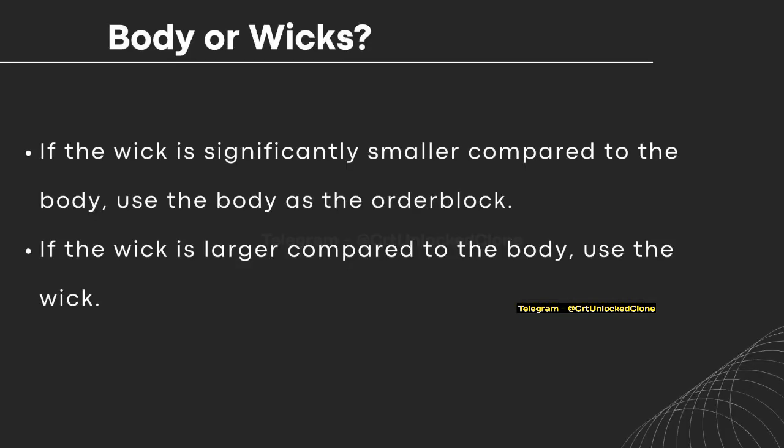So here again, another way of choosing between the body and the wick is by looking at the size of the body and the wick. So if the wick is significantly smaller as compared to the body, then you can just use the body as an order block even if price has closed above or below the wick, right? But in case the wick is larger compared to the body, then you can include the wick too and use the wick and the body as a whole as an order block.